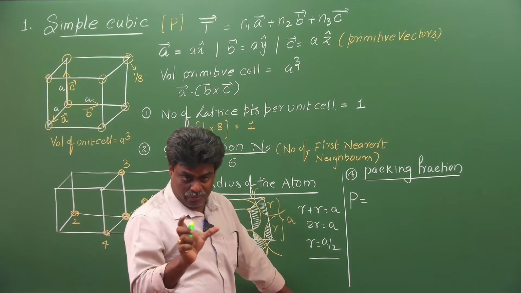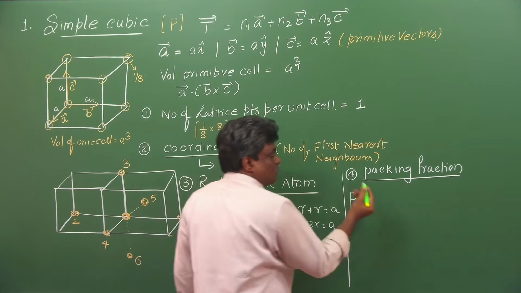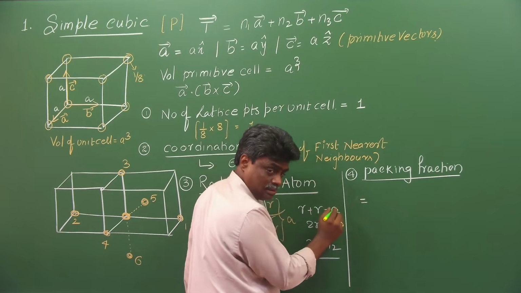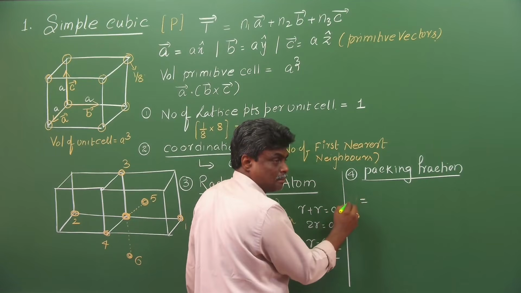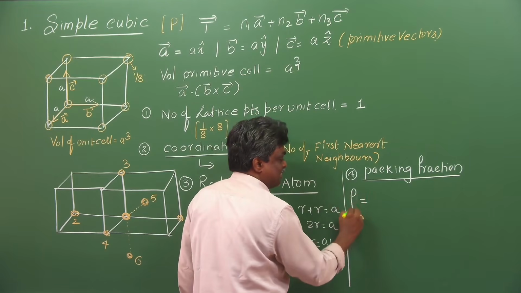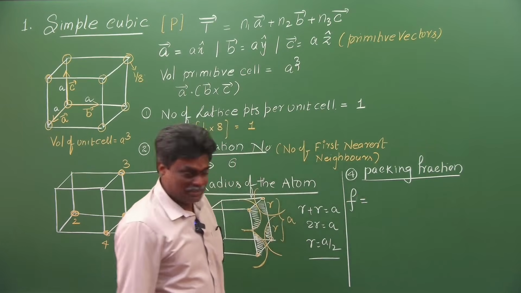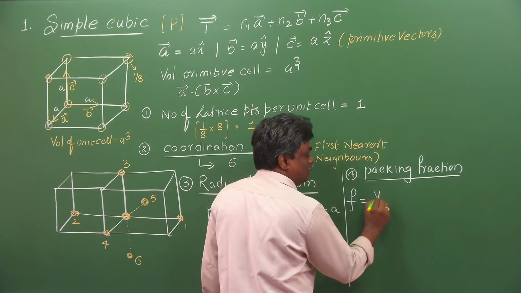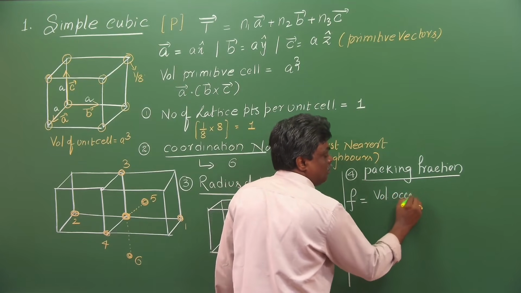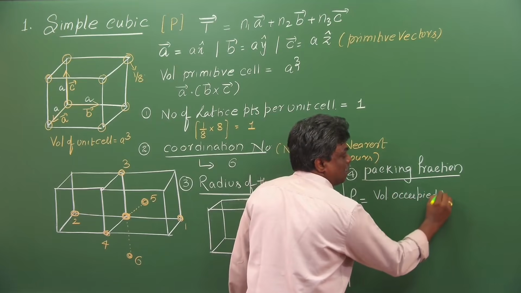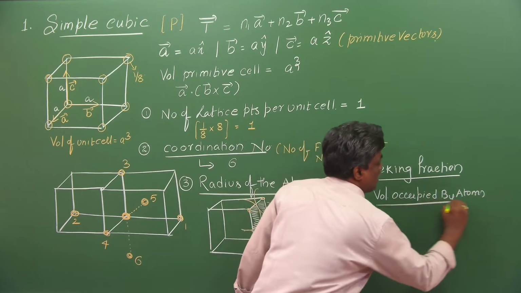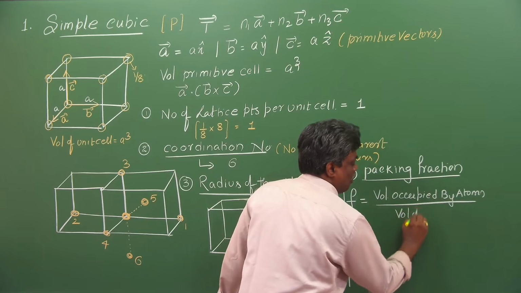I don't know how many of you studied this in MSc. Okay. So the packing fraction, PF, F. Packing fraction, F. Ready. So what is this packing fraction? Volume occupied by atoms by volume of primitive cell.